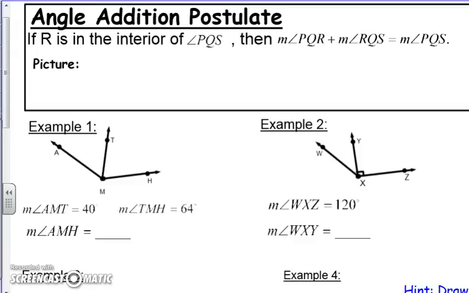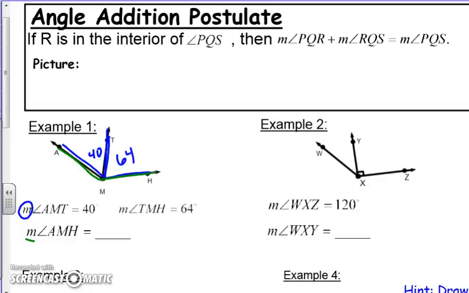So angle addition postulate is just like segment addition postulate, where I'm going to add two things together, and it gives me the entire thing. So for instance, on example 1, I have the measure. What does the M stand for? Measure of angle AMT, and that's equal to 40. Then I have the measure of angle TMH, and that is equal to 64. They are now asking me to find the measure of angle AMH.